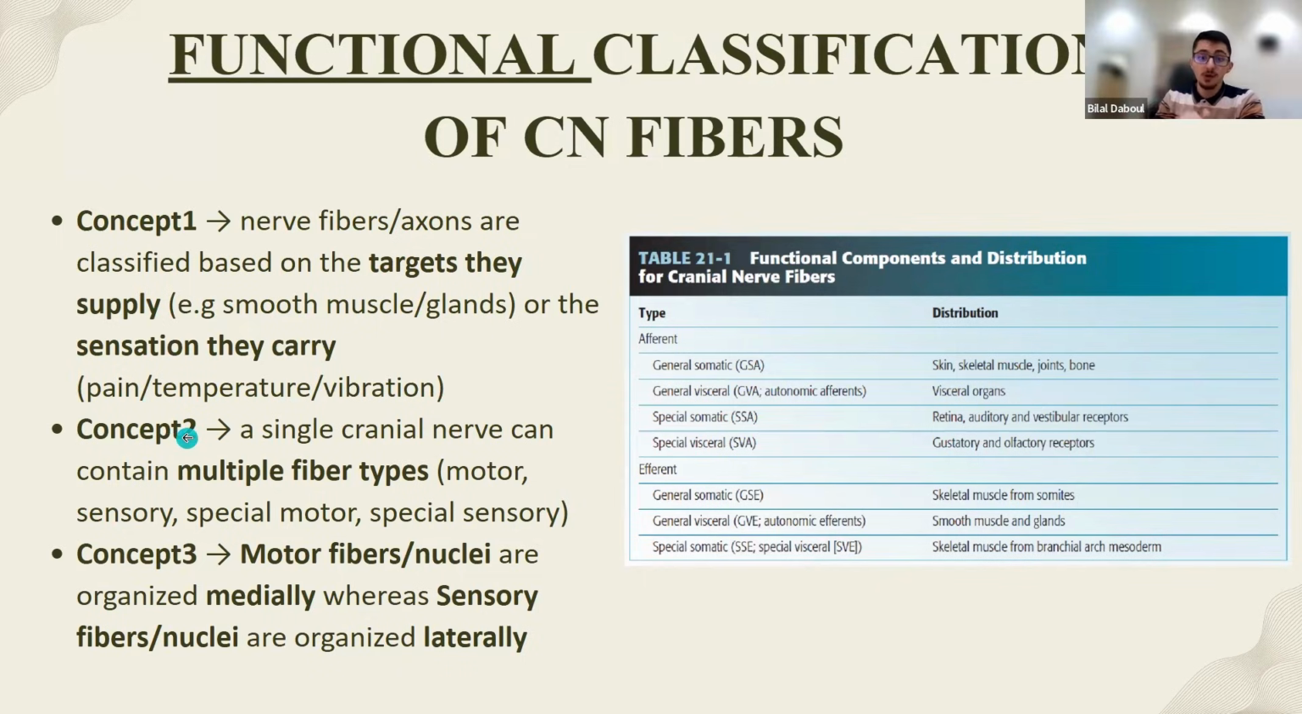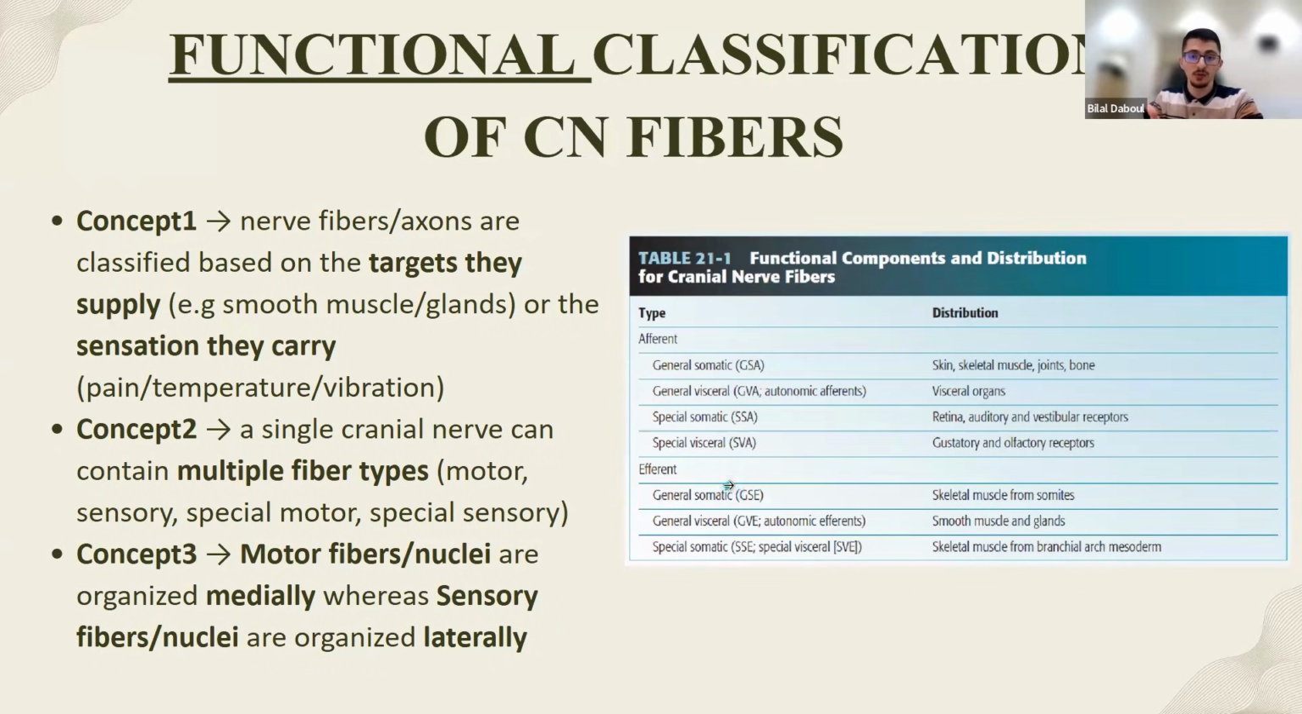Concept 2 would be that a single cranial nerve, so for example, the facial, can contain multiple fiber types. So it can be mixed. It can contain both motor and sensory fibers, okay? It could be motor, sensory, special motor, or special sensory, depending on the targets they supply. Again, the classification is based on the targets they supply. The easiest example I can think about would be the oculomotor nerve, the third cranial nerve. The third cranial nerve supplies the extraocular muscles, except for LR6 SO4. So that is somatomotor, or GSE fibers, okay, GSE fibers.